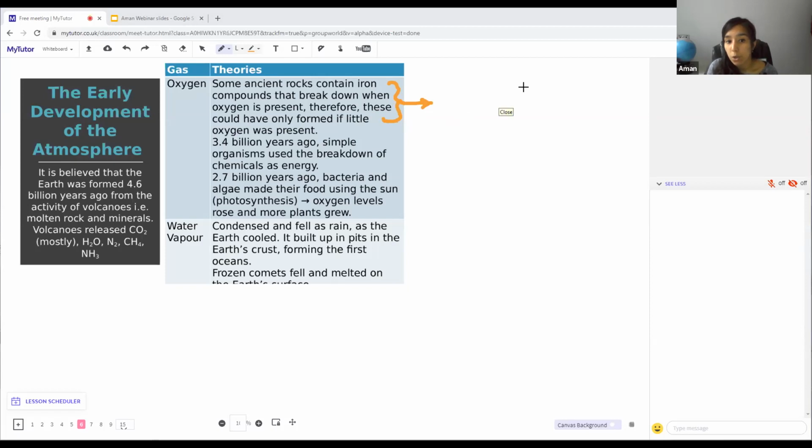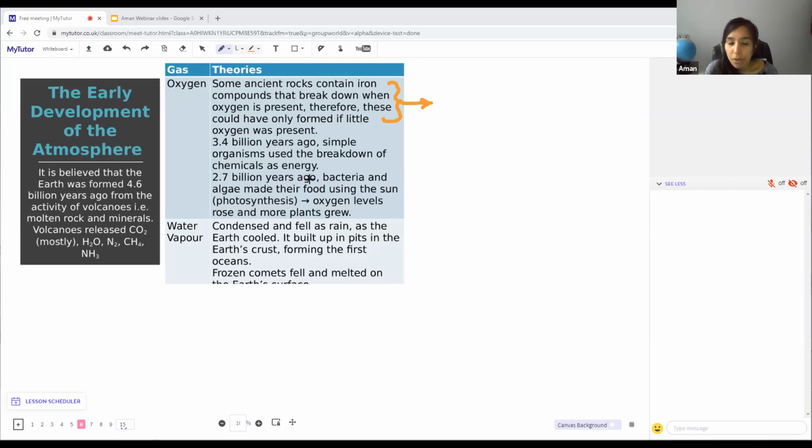Someone's asking me, how did oxygen form? We're going to get onto that in just a second. So now we've confirmed that there was probably very little oxygen in the early atmosphere because volcanoes didn't release it, and ancient rocks, so one of the first formed rocks, had lots of iron compounds, which would have broken down if there was oxygen. They didn't break down, so that means there was very little oxygen present. So then, as someone's just asked me, how did we get oxygen in the atmosphere? How are we here today?